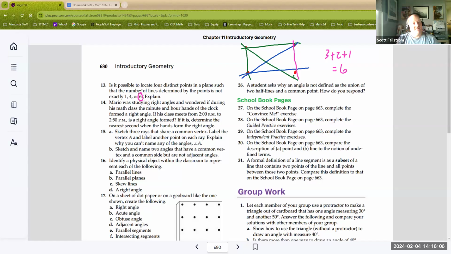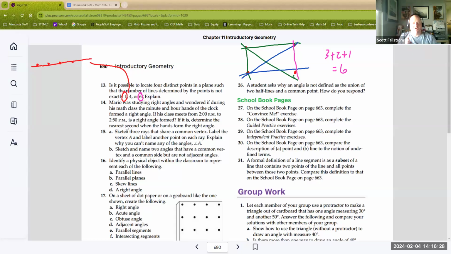Then is it possible to have exactly 4? Is it possible to have exactly 1, right? If I put my 4 distinct points so that the number of lines determined by the points is exactly 1. Well, if you put all of them on the same line, then they are collinear. And that would be the 1.